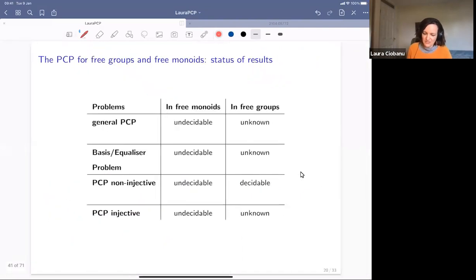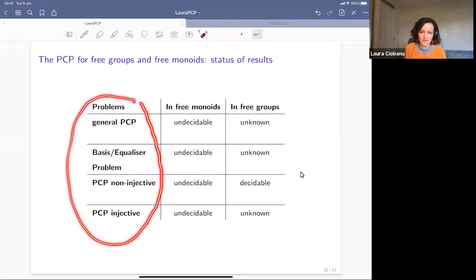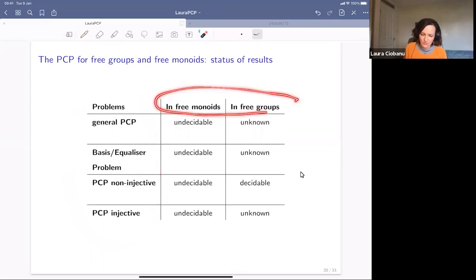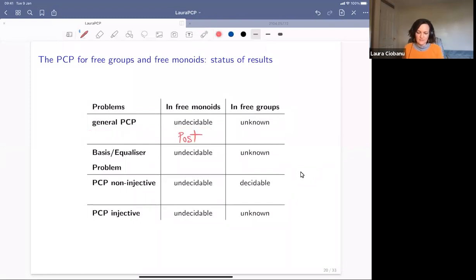But what happens in general? Well, in general, it's not the best picture. So here I have a table. These are the problems that I'm looking at for now, and these are free monoids and free groups. The general PCP, as we saw, is undecidable. I guess we should say Post here. In free groups, we don't know.